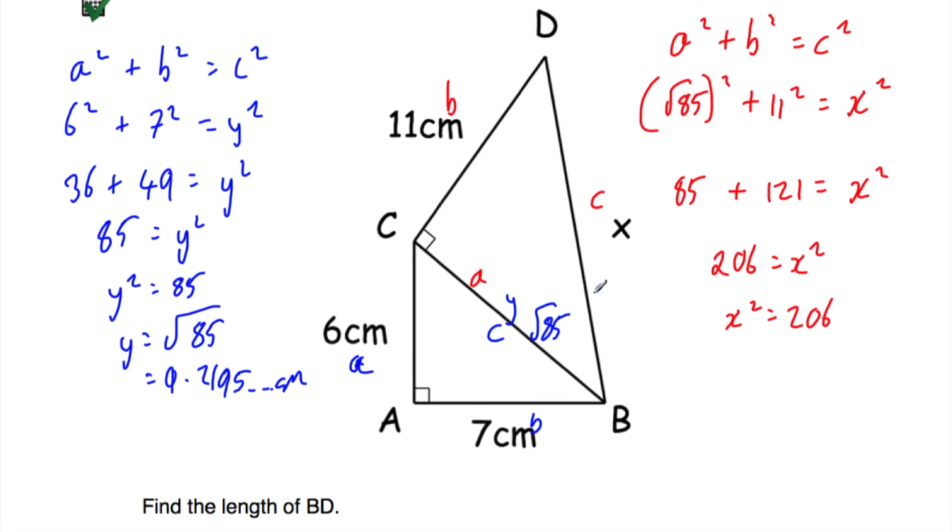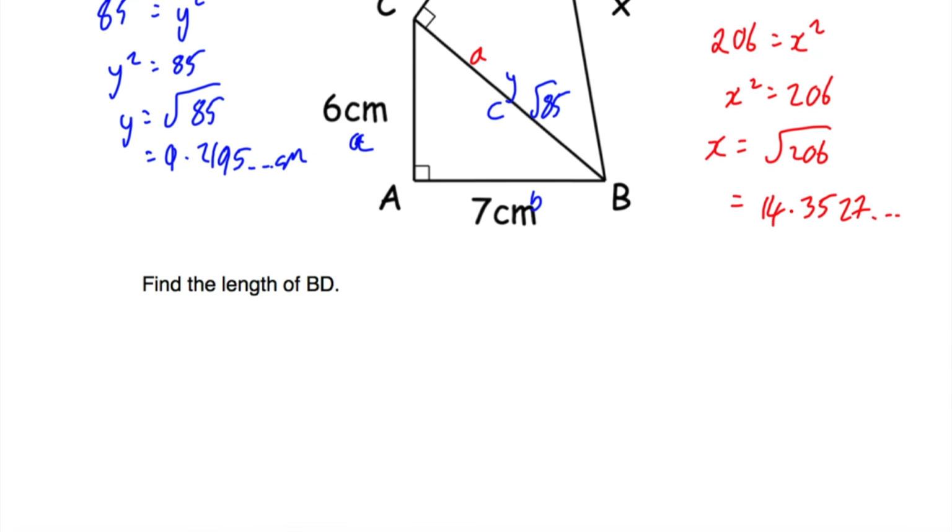This side obviously isn't 206 centimeters. That's the length of this side squared. So we need to square root. So x is equal to the square root of 206. And when we work that out, we get the square root of 206 is equal to 14.3527 and so on centimeters.